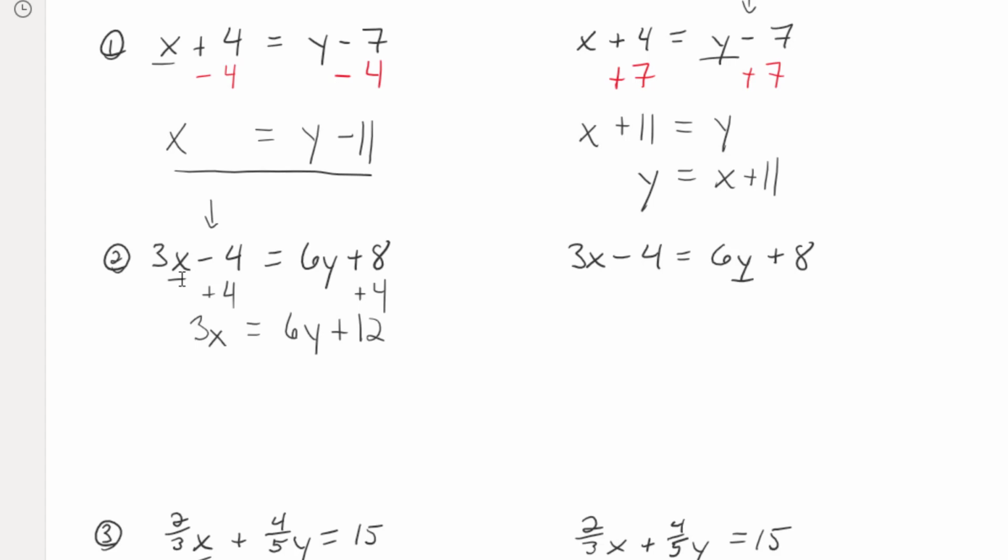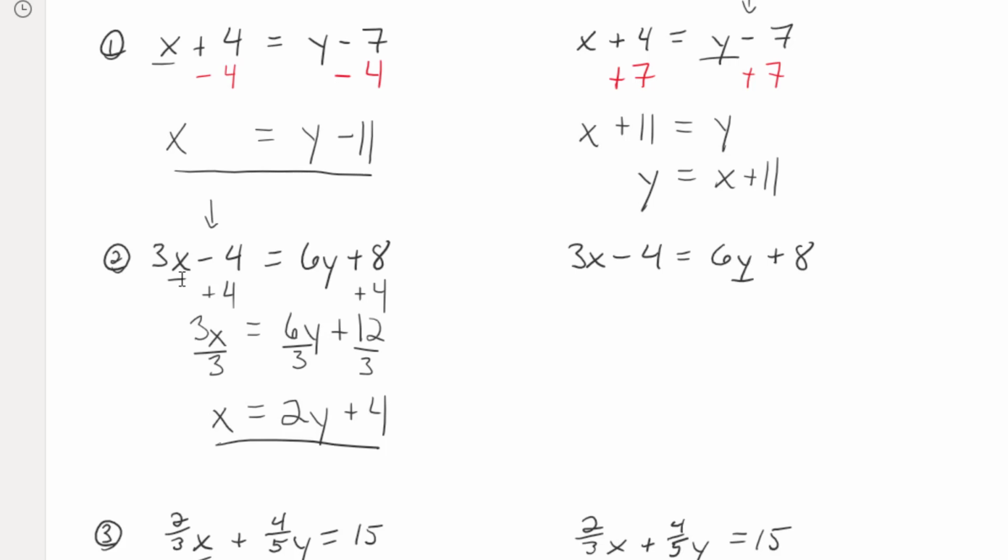Now I still need to get x by itself. This is multiplication, so we're going to divide. And be careful when you divide: when we divide or multiply, we have to do everything on the other side. So we're going to divide this by 3, and we're going to divide this by 3, because in reality we're dividing the entire side of the equation by that number. 3 divided by 3 is 1, which leaves x. 6 divided by 3 is 2, y. And 12 divided by 3 is 4. So there's my solution. Go ahead and pause the video and try this one. Now we're solving for y.